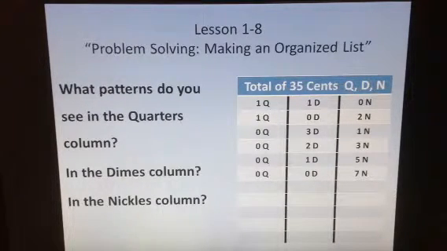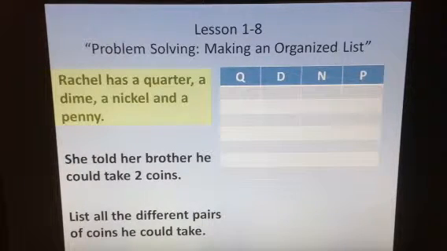So we talked some more about patterns. Here's another problem. We set up our table like this, and here's the problem. Rachel has a quarter, a dime, a nickel, and a penny. She told her brother he could take 2 coins. List all the different pairs of coins he could take.